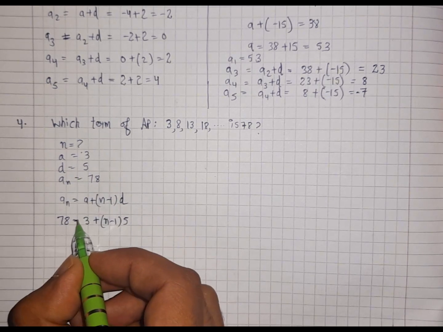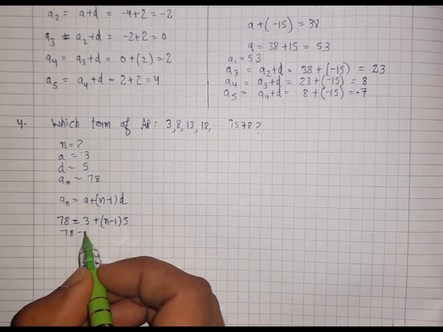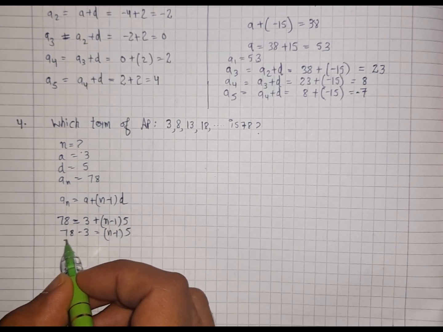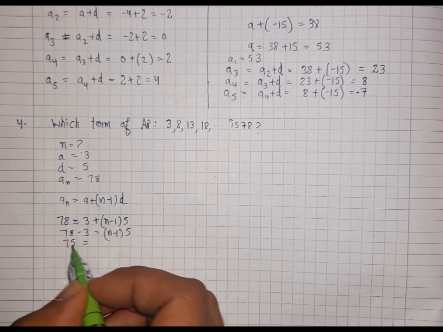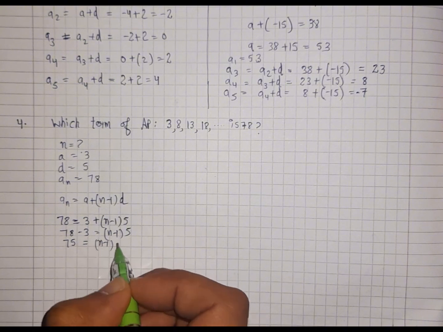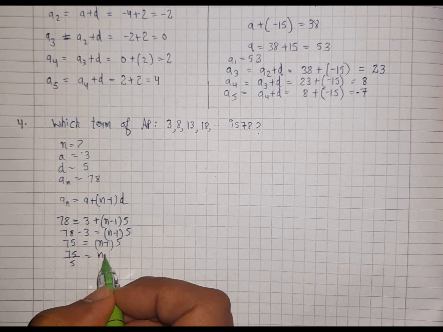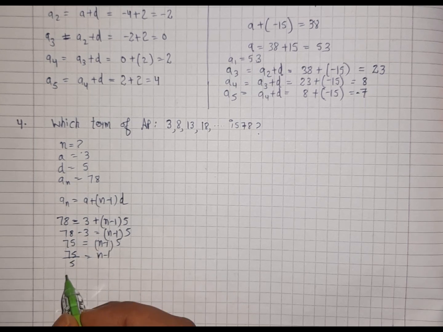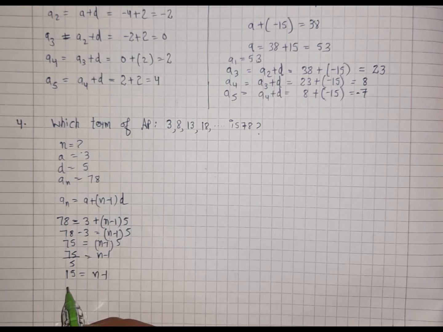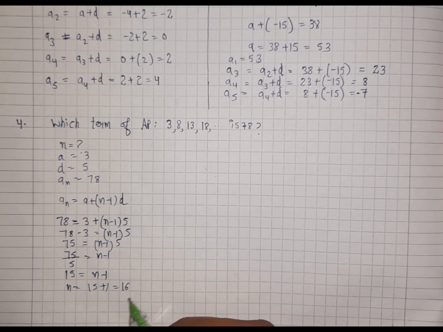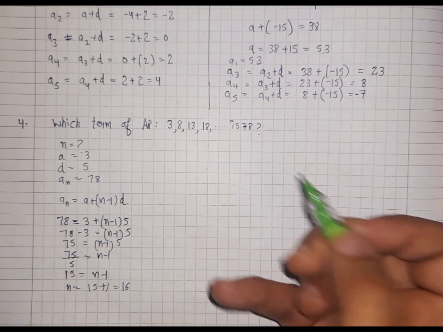Now taking 3 to the left hand side, 78 minus 3, that is 75. Now taking 5 to the left hand side, we will have 75 divided by 5, that is 15, so n minus 1 equals 15, and n equals 15 plus 1, that is 16. So the 16th term will be 78.